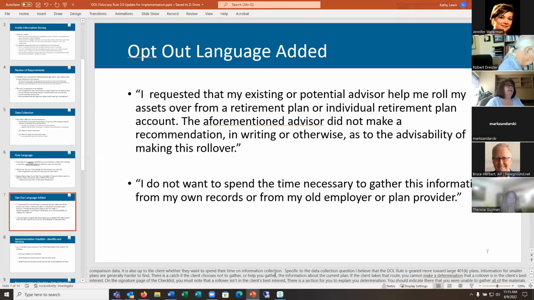But like I said, most people, when they come to you, they want to roll over their plan or existing IRA. And so you just need to take the next steps into getting the information you need so that you can prove to the DOL that you've done the required things to qualify for the exemption.